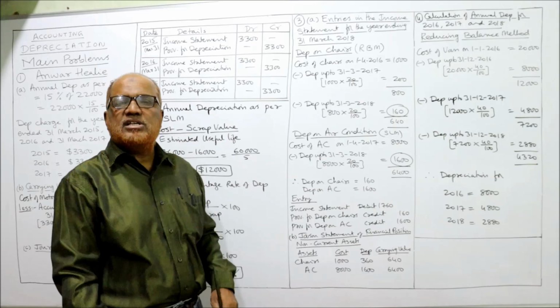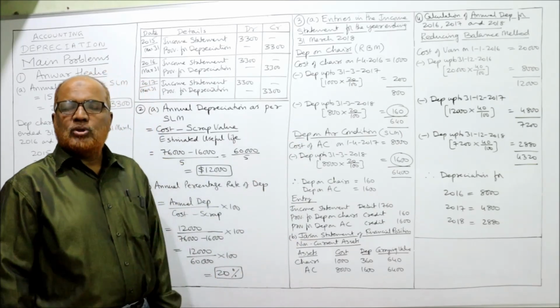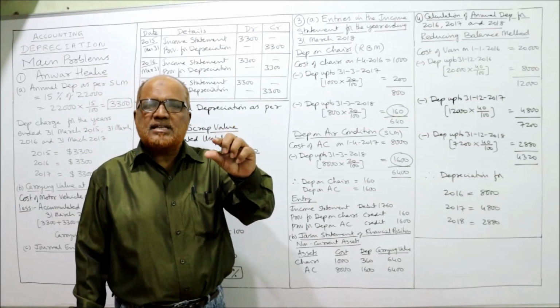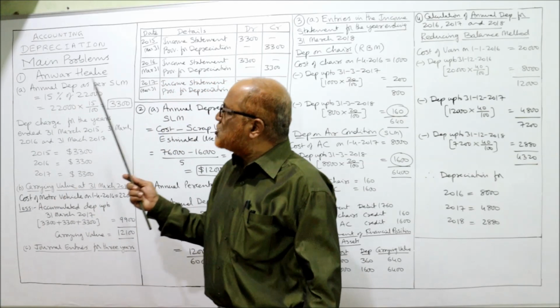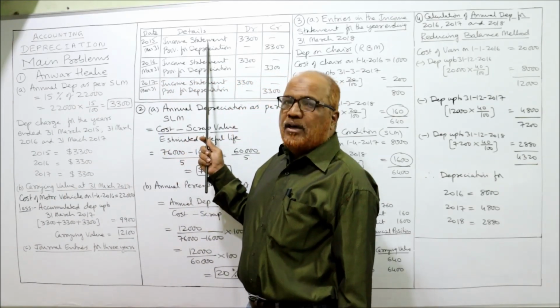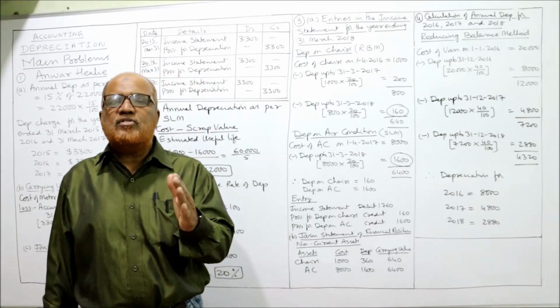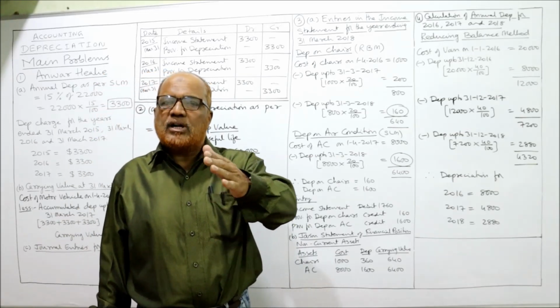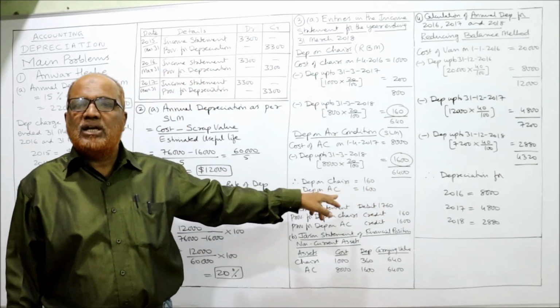Now current year, what is the journal entry for this depreciation? The entry will be income statement debit, provision for depreciation credit. Already in the first problem I have explained to you. Income statement debit, provision for depreciation credit. But we have two provisions for depreciation. One provision for depreciation on chairs and another provision for depreciation on air conditioner.